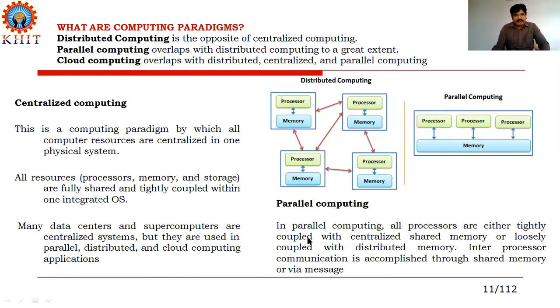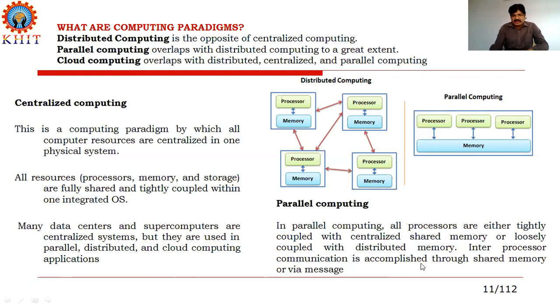And next we move to another one, which is parallel computing. What is meant by parallel computing? In parallel computing, all the processors are either tightly coupled with centralized shared memory or loosely coupled with distributed shared memory.